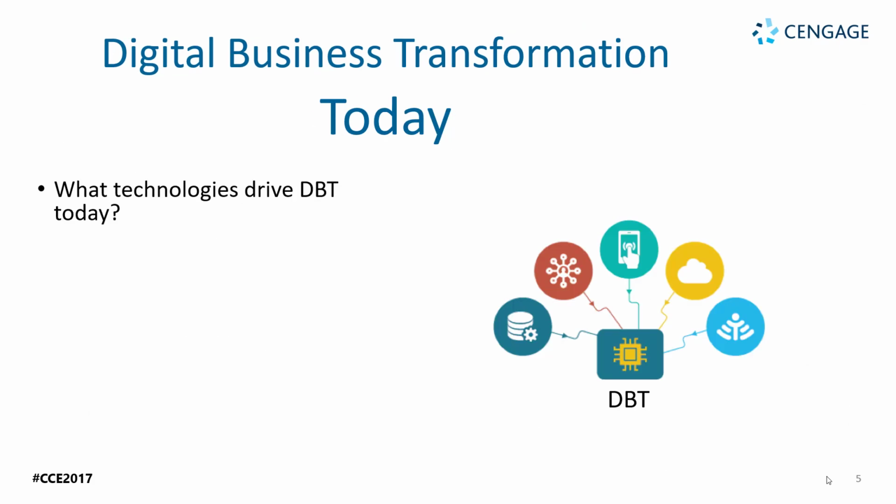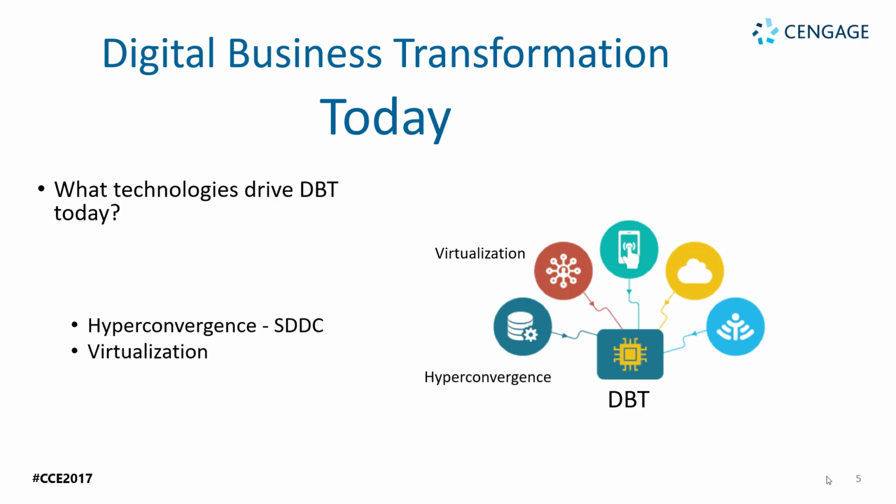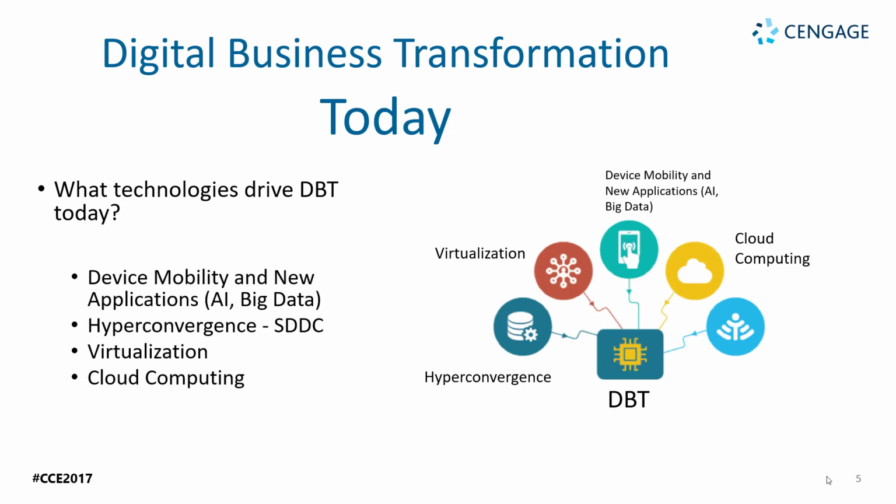So then, what technologies do students need to learn about in today's digital business transformation environment? First of all, virtualization. Virtualization is a fundamental technology used in almost all data centers today. And that's actually part of a bigger picture called hyperconvergence, where we define these hardware devices and software, allowing us to create software-defined data centers. These software-defined data centers can then be plugged into cloud computing services to extend their capabilities, add new applications, and reduce costs. This all leads to device mobility and the ability to implement new applications and technologies quickly, things like artificial intelligence, big data, and deep analytics.